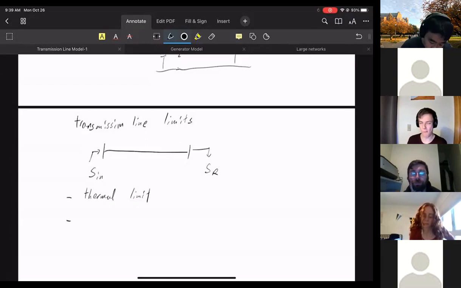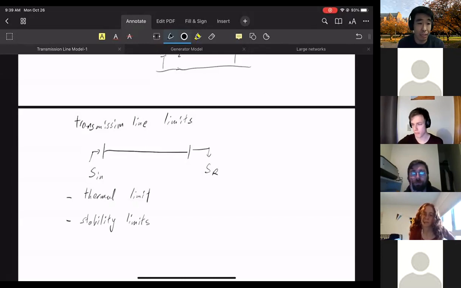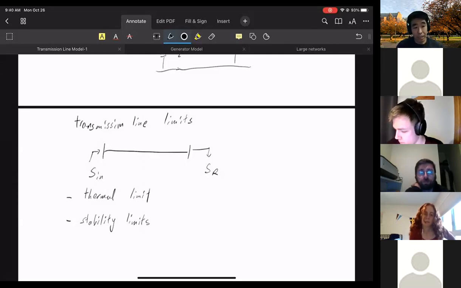Most times, it's limited by stability limits. So a lot of times, from a thermal point of view, we don't hit it. And what stops us from sending power on the line is actually something called the stability limit. It has nothing to do with the material of the line or how much heat it can tolerate. So today we'll look briefly at the stability limits of the lines.